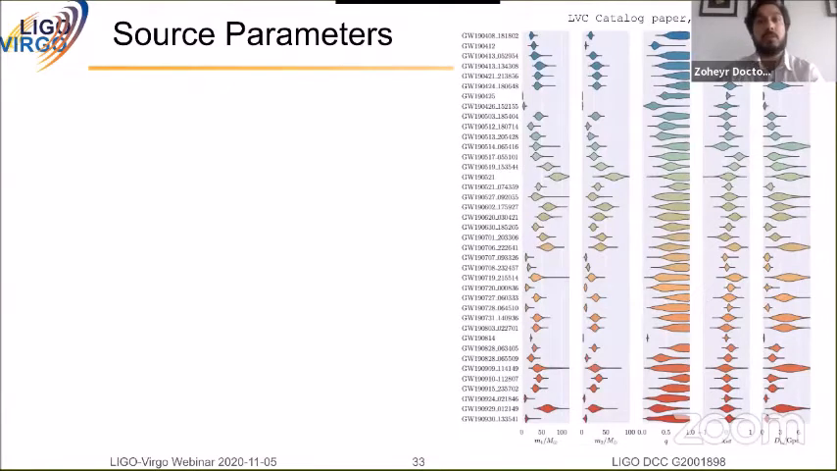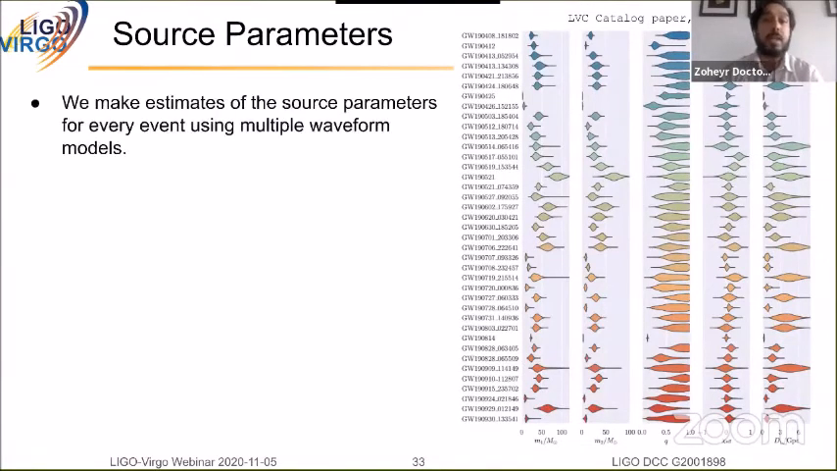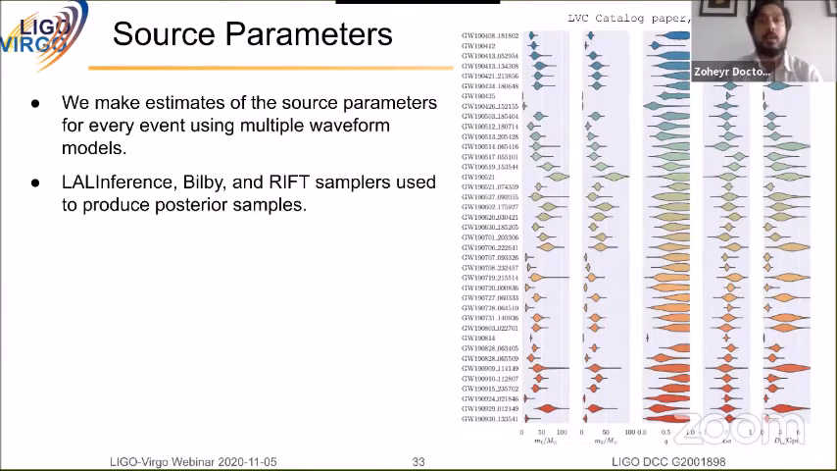So we use those models to make inferences on the masses and spins and other source parameters for every single one of these events in this updated catalog. In particular, we are able to estimate these posterior distributions using posterior samples. We draw these posterior samples using LALInference, Bilby, and RIFT samplers.